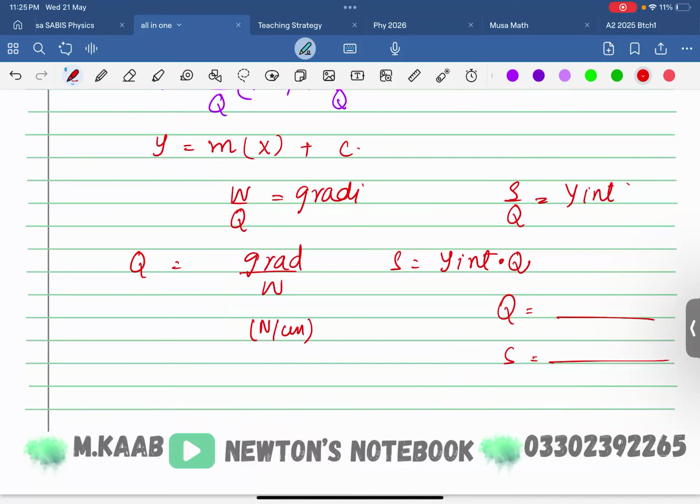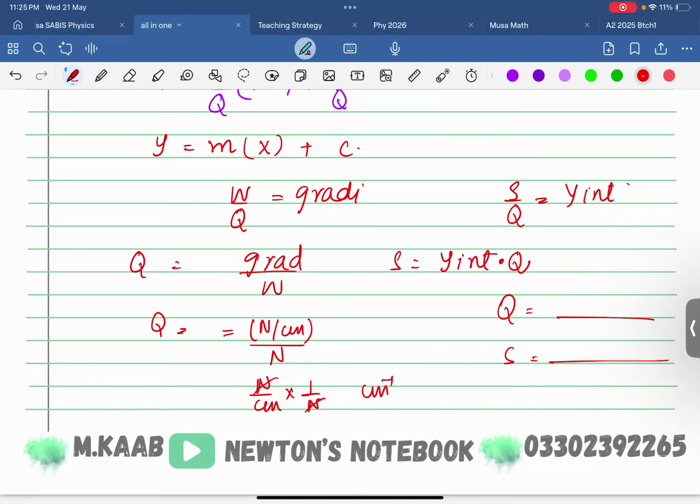And W is also the weight of something, and it is also in Newton. You can just simplify it. When you take the reciprocal, the Newton and Newton cancel off, and you will be left with per centimeter. Just reciprocal it and cancel it, and you will be left with per centimeter.